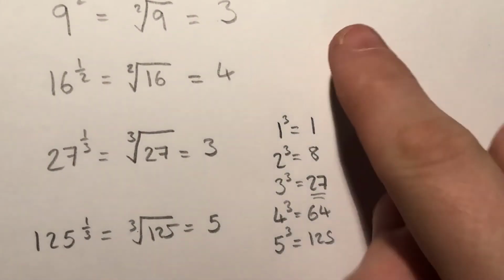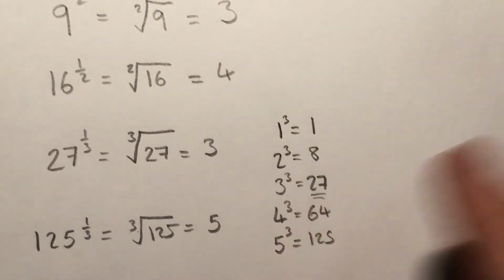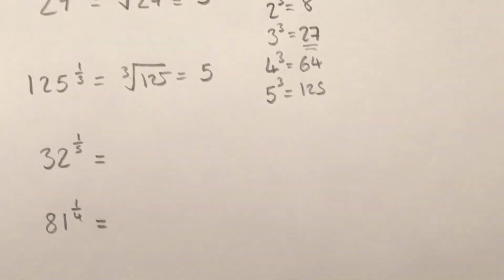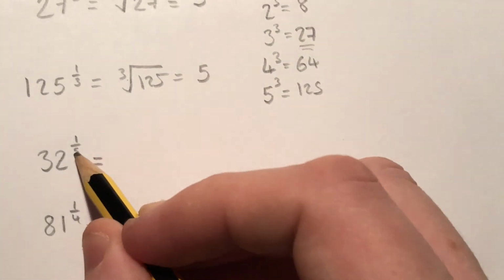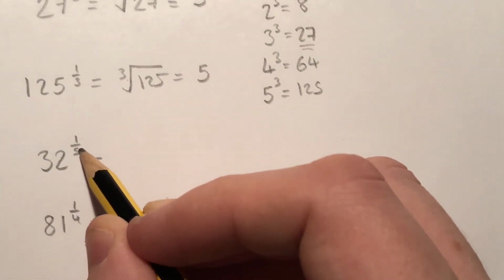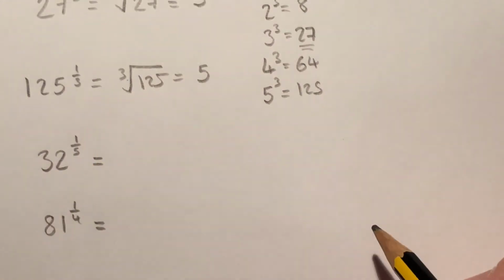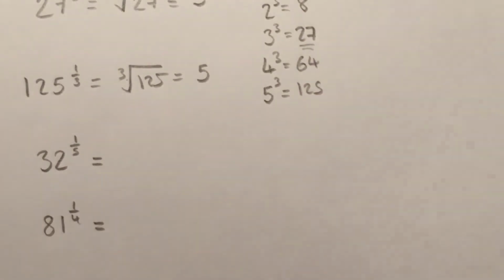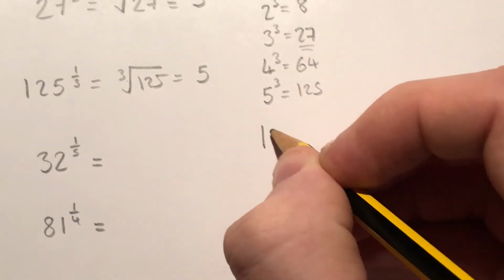Now this little method here, working through your powers, works no matter what the power is. So if we look at 32 to the power of 1 over 5. In all fairness, very few people know the power of 5 series. Most of us have a life outside of maths. So let's just work it out properly.